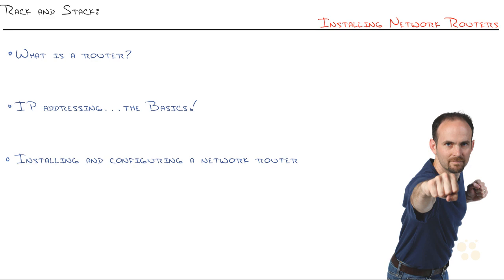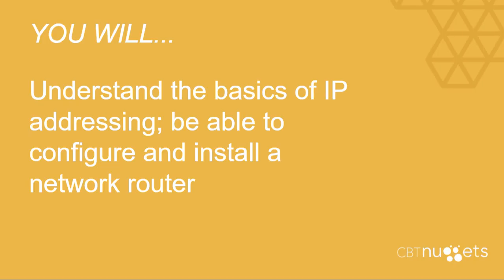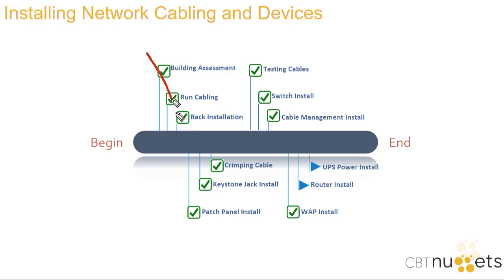Rack and stack, installing network routers. By the time we're done here, you will be able to understand the basics of IP addressing and be able to configure and install a network router. Everything that we've done so far has brought us up to this point, installing the router. The router will segment our network from the rest of the world and safely bring in internet access.